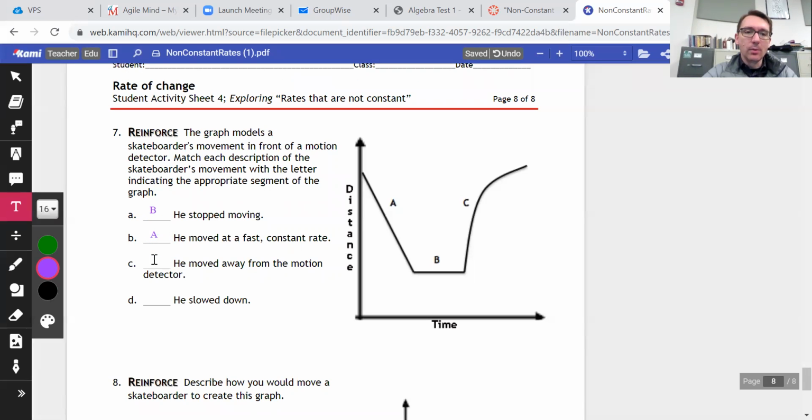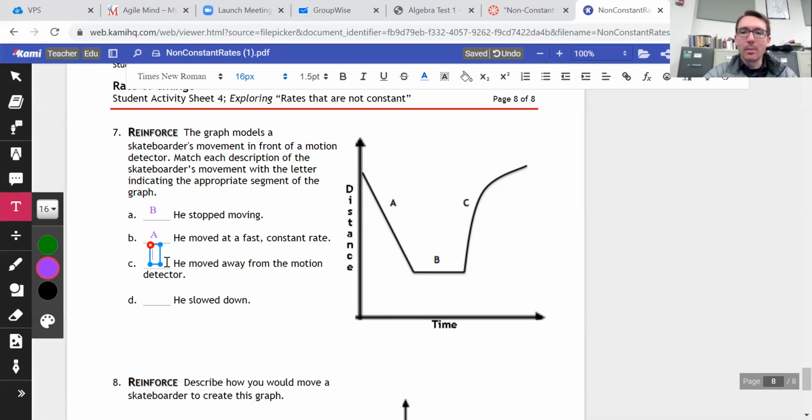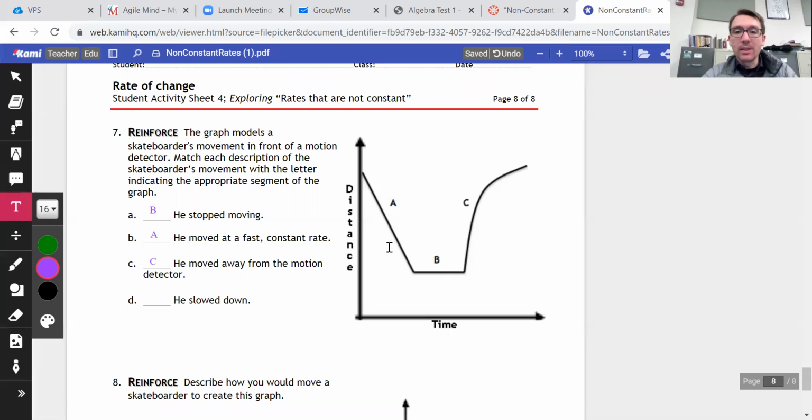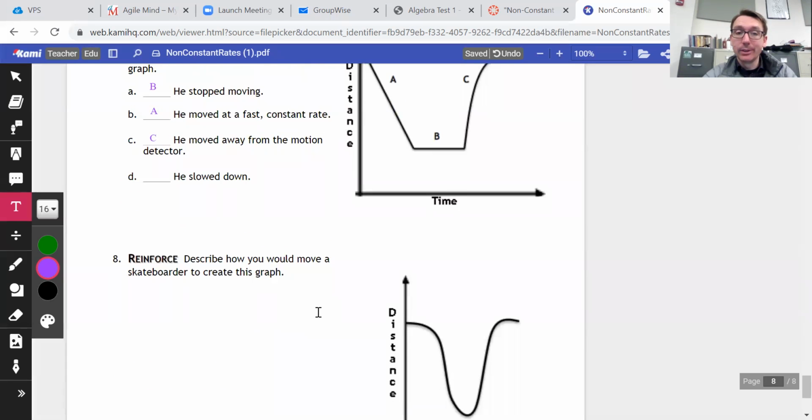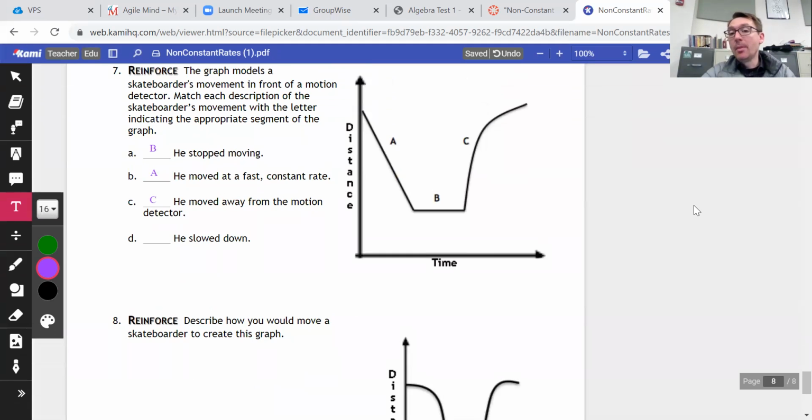Okay, he moved away from the motion detector. Which one is he moving away from the motion detector? 5, 4, 3, 2, 1. C, he's moving away from it in C because the distance between him and the motion detector is getting larger. C. And which one is he slowing down during? Well, this one. 5, 4, 3, 2, 1. We will say that he slowed down in C.